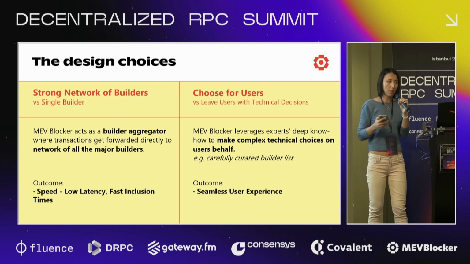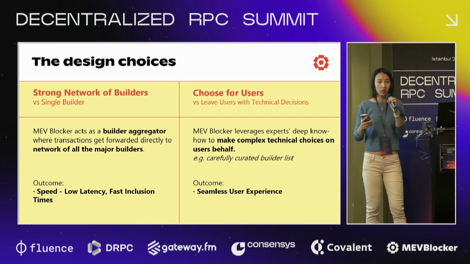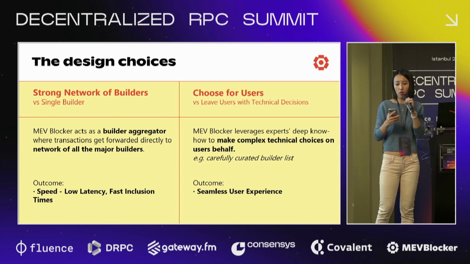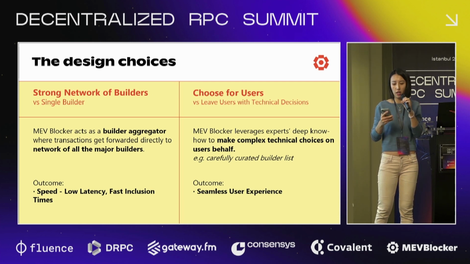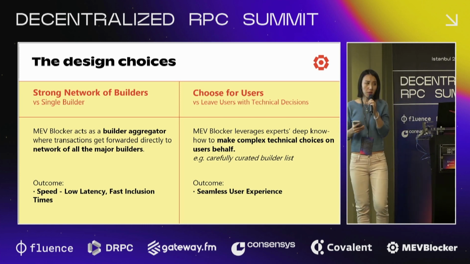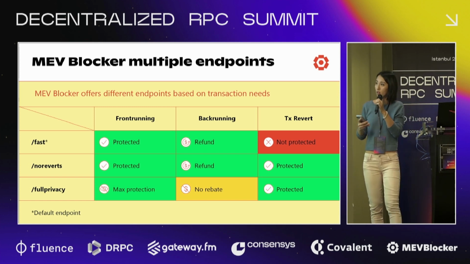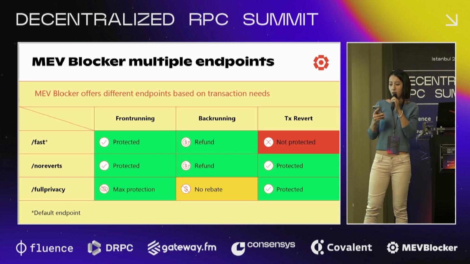Instead of some RPC endpoint which leaves the users a lot of technical decisions, and I'm not super technical myself, MEV Blocker has helpfully made all these decisions already. For example, users don't have to choose which builders, or which new builders out there, to connect to. MEV Blocker decides, creates this list, and vets it for you. We have very simple defaults. By default, we go to the fast RPC.